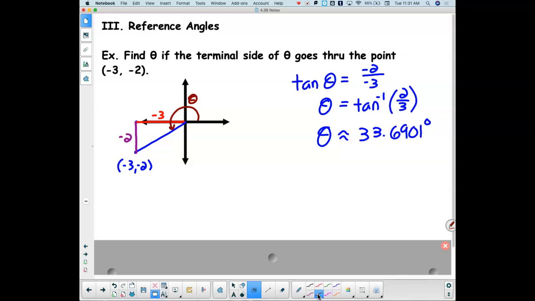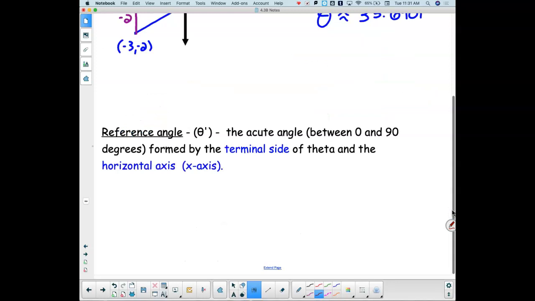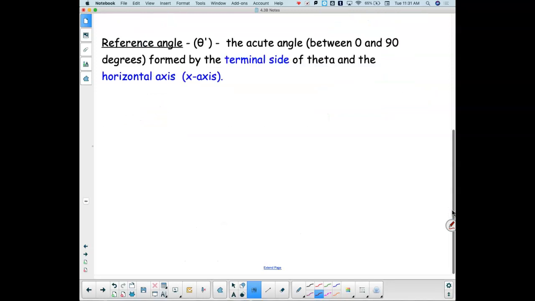What did we actually find as 33.6901 degrees? We found something called the reference angle, theta prime. Theta prime is the acute angle, and acute, remember, is between 0 and 90 degrees, formed by the terminal side of theta and the horizontal axis. Okay? You're going to need to know this. Big time stuff right here.